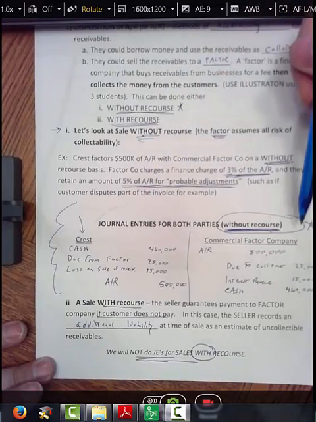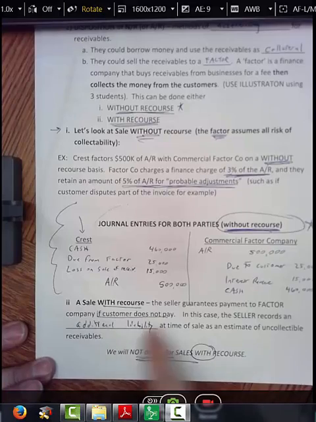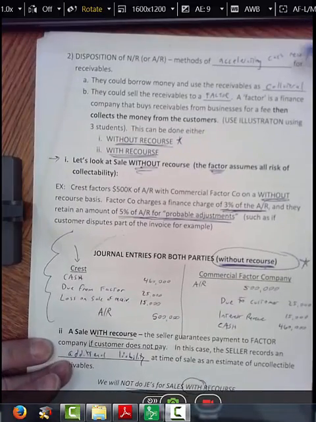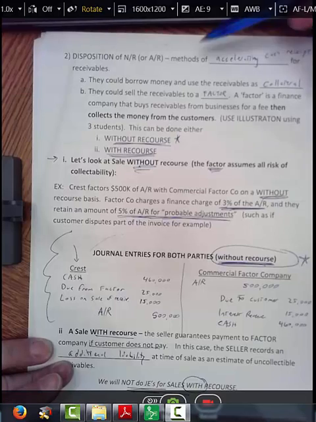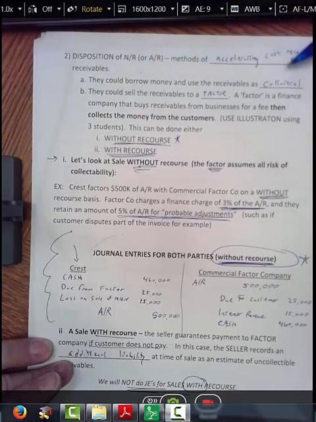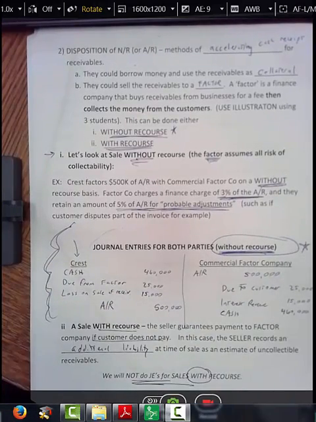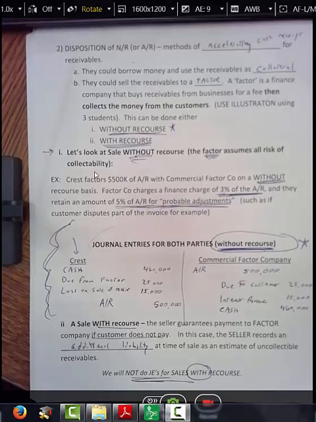I want you mainly to focus on these journal entries for a factoring situation without recourse. I don't want you to worry about the journal entries on a sale with recourse, and I don't want you to worry about the journal entries in your books where they show borrowing money and using the receivables as collateral. Just focus on this right here, and that will be sufficient. Not a tough topic, but I wanted to talk a little bit about that. Thanks. Look at the examples in your book too.